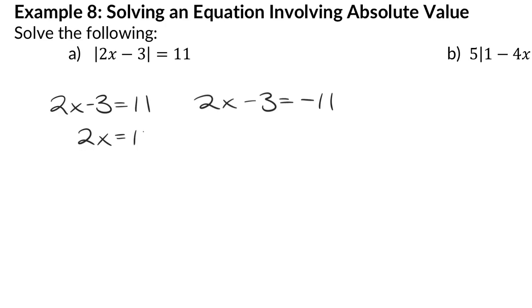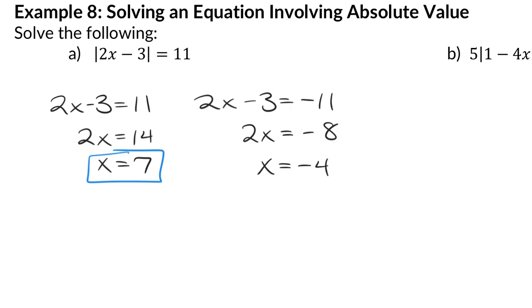Add 3 to both sides. Divide by 2. There's one of my solutions. Add 3 to both sides. Divide by 2. Here's my other solution. Isolate, separate, solve.